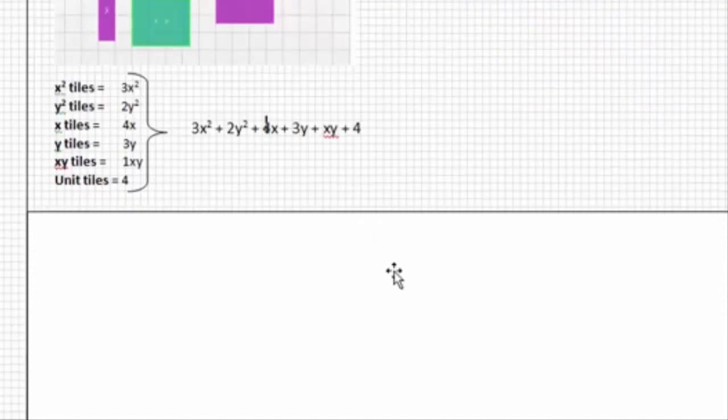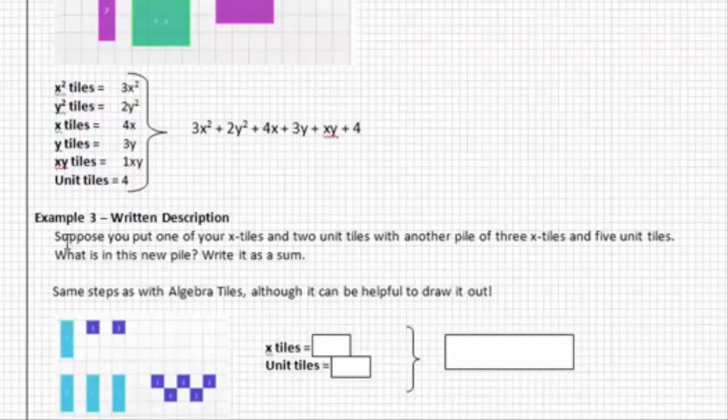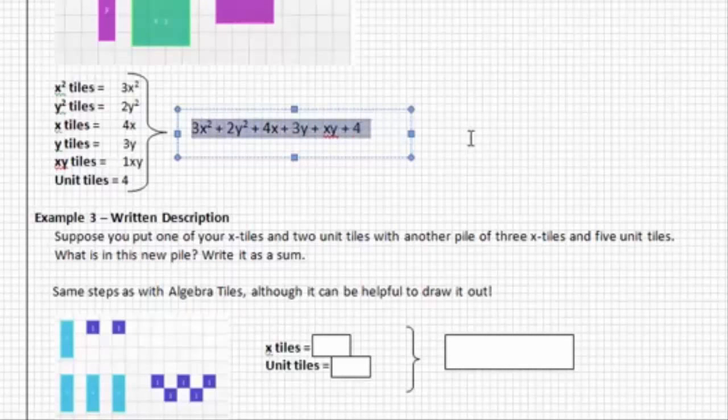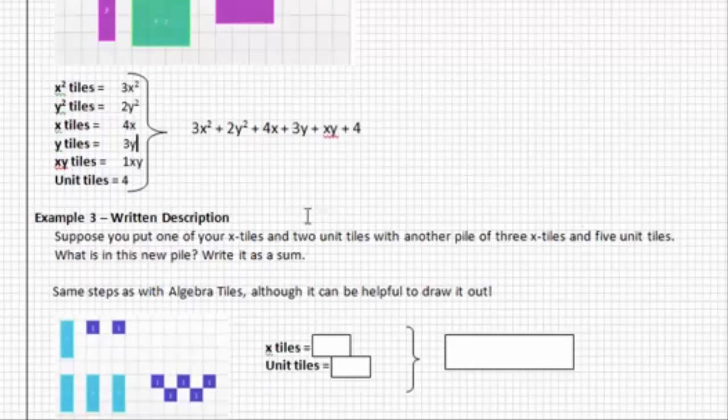And so for our last example, we have a sentence written out. Suppose you put one of your x tiles and 2 unit tiles with another pile of 3 x tiles and 5 unit tiles. What is the new pile? Write it as a sum, which just means write it out like this. So it's the same steps as above. You don't have to draw it out, but you might want to. You could just make these lists based on things that you read here and list it out and count them up. But I've gone ahead and drawn it.